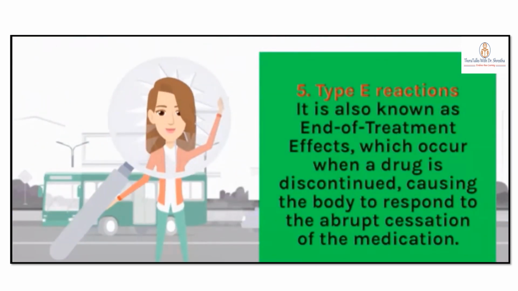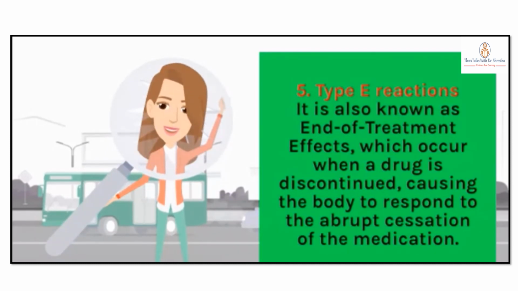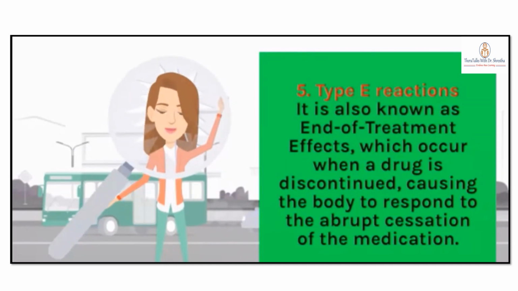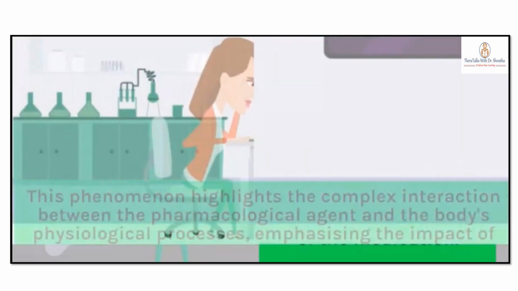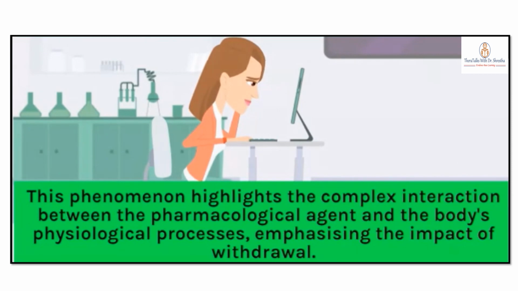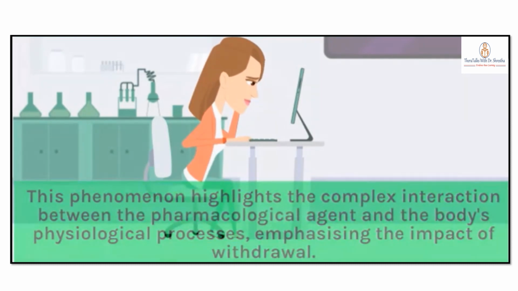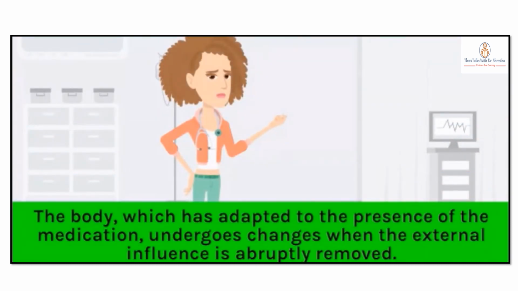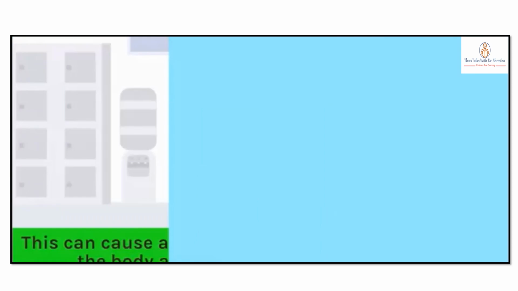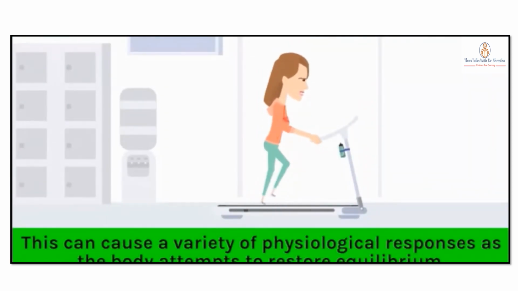5. Type E reactions. It is also known as end-of-treatment effects, which occur when a drug is discontinued, causing the body to respond to the abrupt cessation of the medication. This phenomenon highlights the complex interaction between the pharmacological agent and the body's physiological processes, emphasizing the impact of withdrawal. The body, which has adapted to the presence of the medication, undergoes changes when the external influence is abruptly removed. This can cause a variety of physiological responses as the body attempts to restore equilibrium.